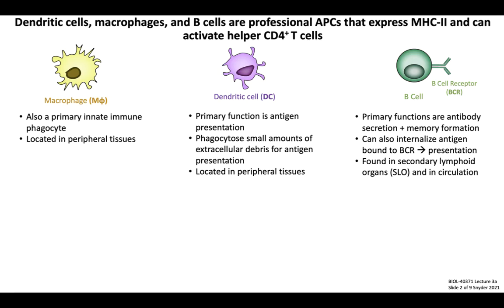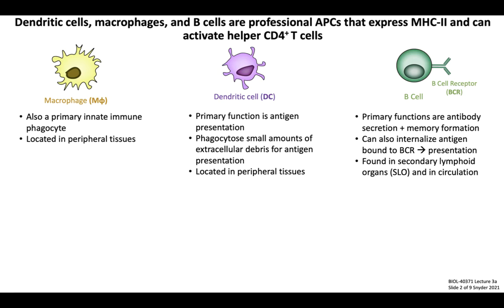Lastly, B cells are also professional antigen-presenting cells, although this is done in addition to their primary functions, which involve secreting antibodies and forming long-lived memory B cells. B cells aren't actually phagocytes, but they can internalize antigens that are bound to their B cell receptor, which in turn are then presented to T cells. Unlike DCs and macrophages, B cells are primarily located in secondary lymphoid organs such as the spleen and lymph node, and they're also present in circulation in the blood.